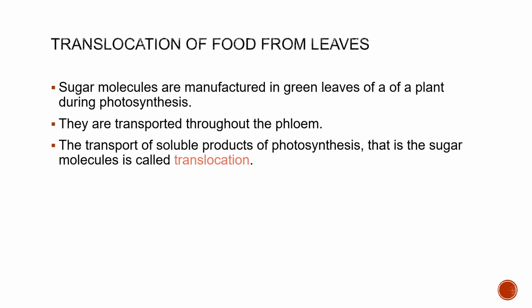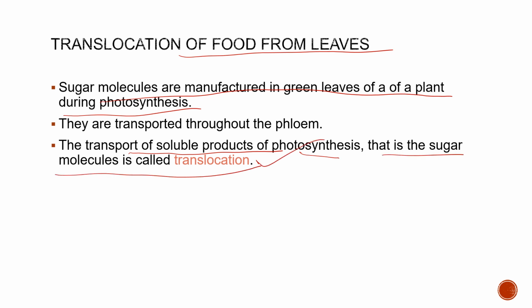After transpiration, we come to a new topic, that is translocation. What is translocation? Translocation of food from leaves: sugar molecules are manufactured in the green leaves of a plant during photosynthesis, and they are transported through the phloem. The transport of the soluble products of photosynthesis, that is the sugar molecules, is called translocation. They are translocated to different parts of the plant.